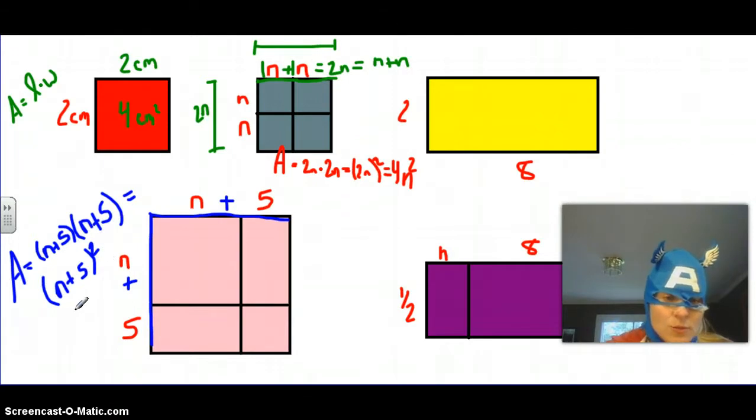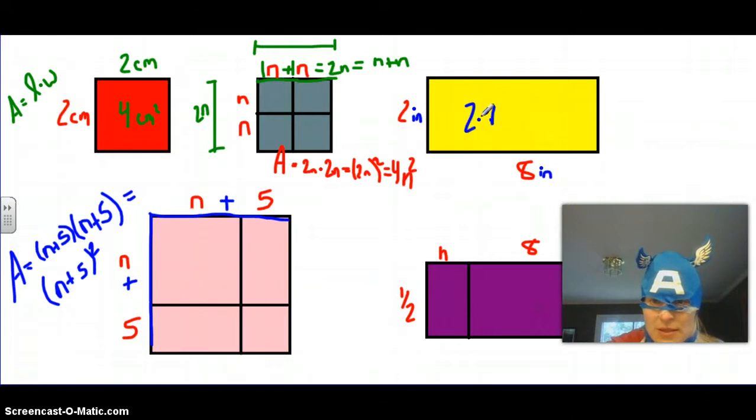Now later on in the year, we'll learn how to multiply these two, they're called polynomials or binomials, together to actually work that out. But for today's purpose, we're just going to keep it in simplified form. Okay? So let's look over at rectangles. Rectangles, again, we have length times width. So if this is 2 inches and this is 8 inches, we know the area is going to be 2 times 8, or a total of 16. And then inches times inches is inches squared.